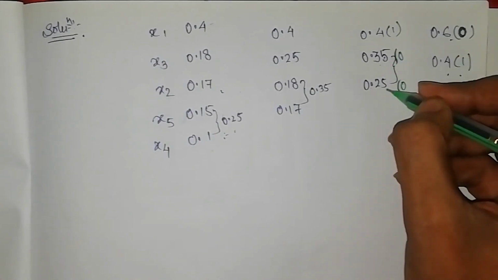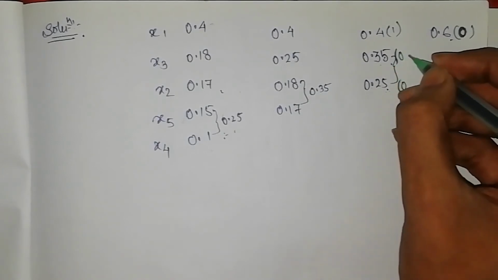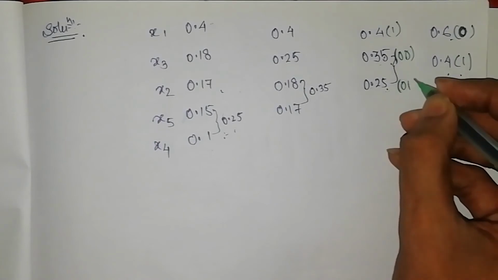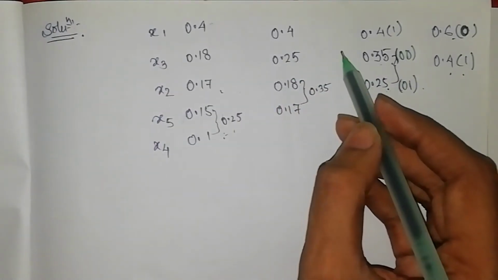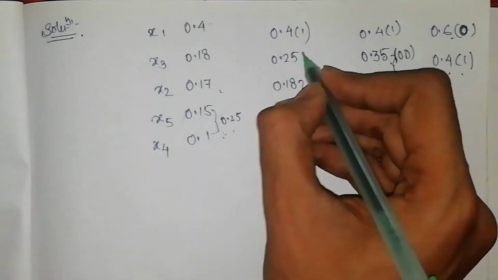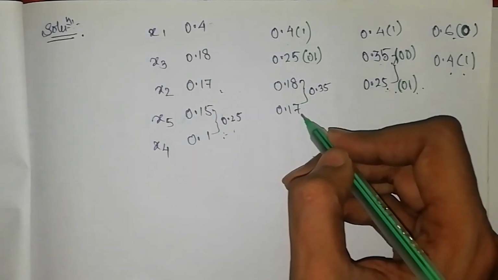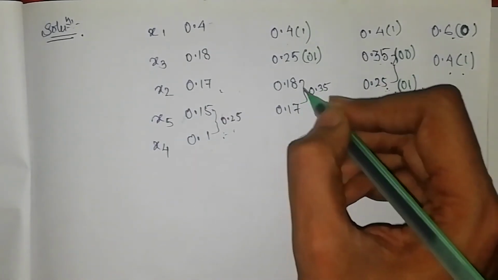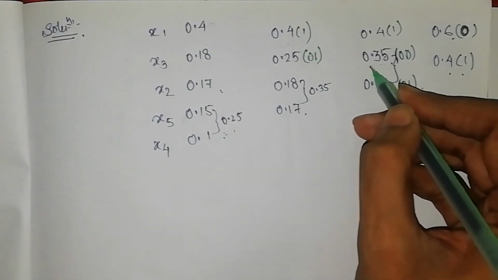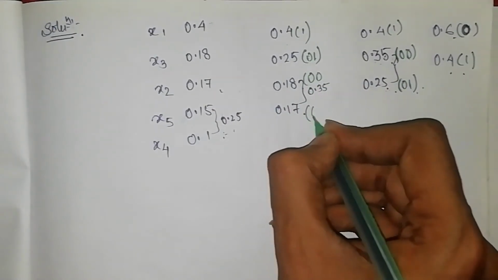Now for these two elements the higher value is 0.35 and the lower value is 0.25, so 0.35 will be assigned another 0 and 0.25 will be assigned a 1. Again back to the previous column, 0.4 will remain same, 0.25 will remain same. Now 0.35 comes from 0.18 and 0.17, so these two values will have the same starting code word as the 0.35, so this will be 0 0 and this will also start from 0 0.